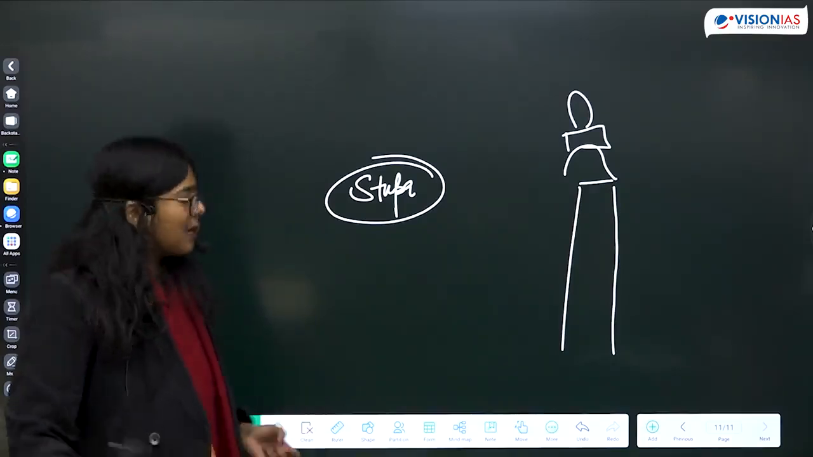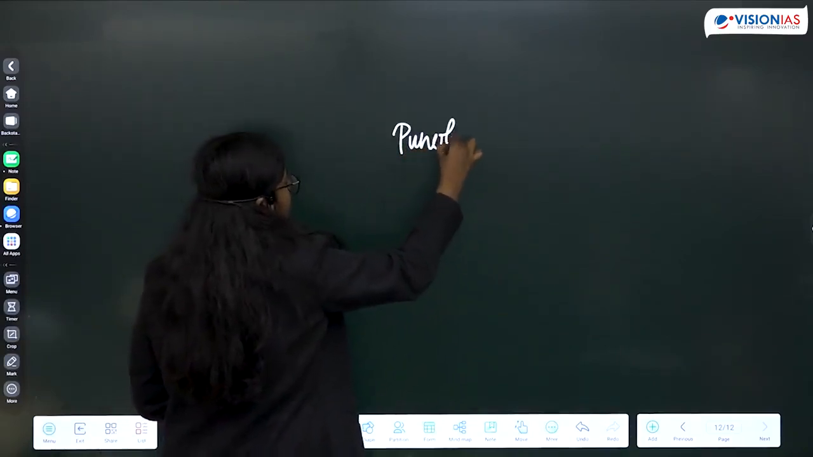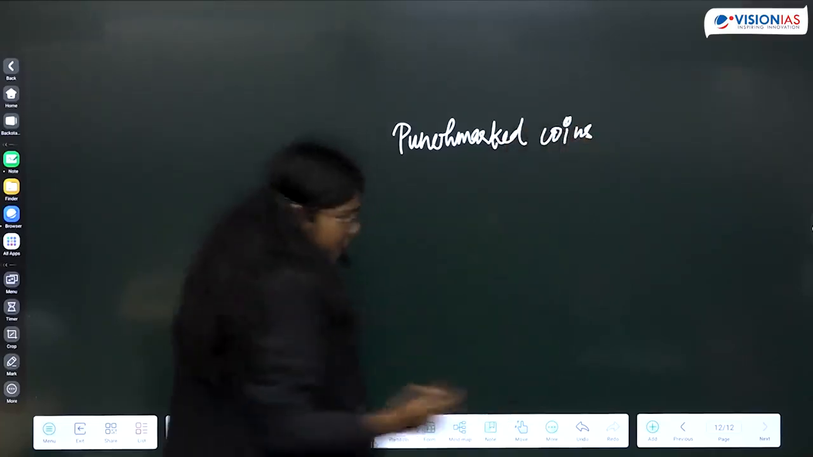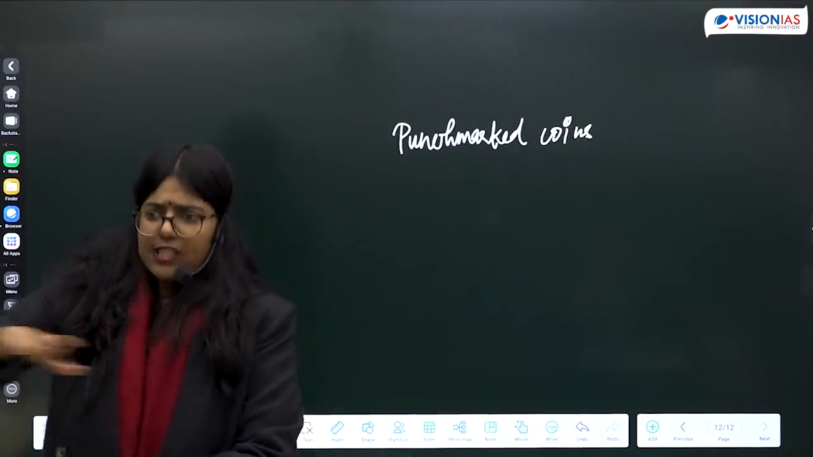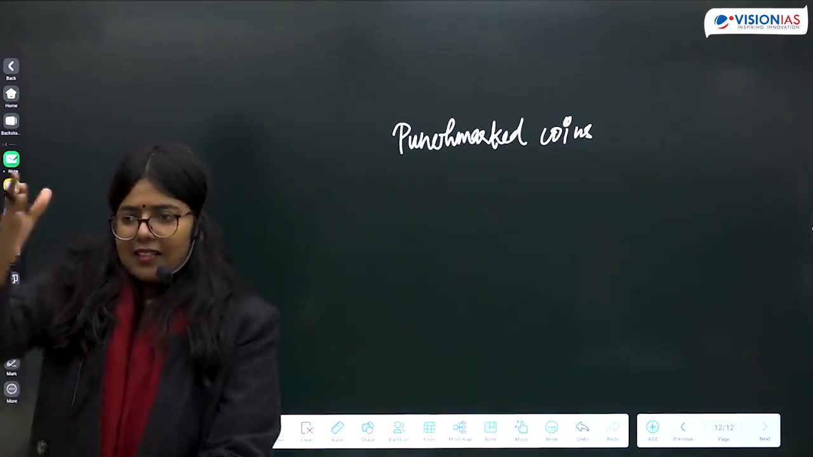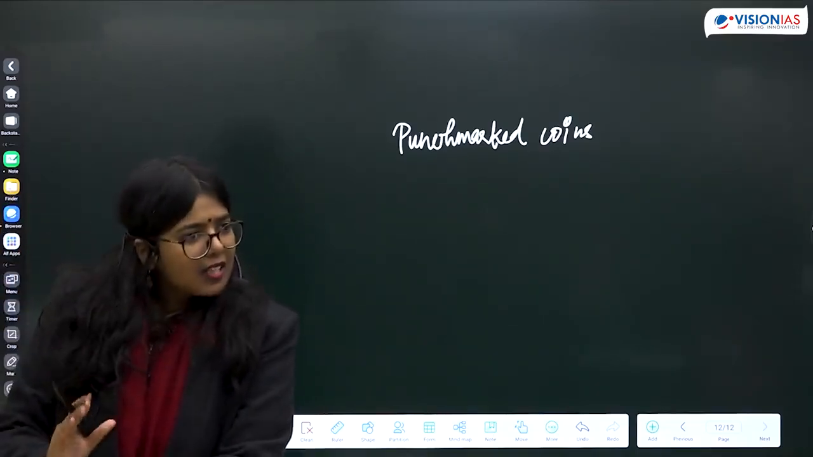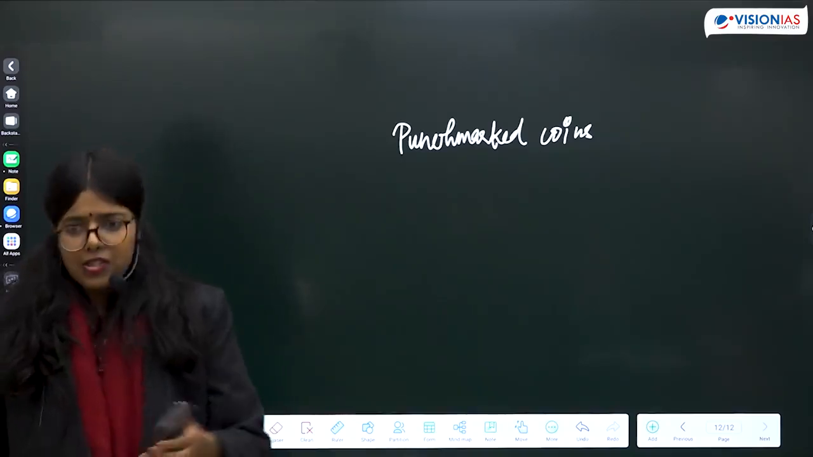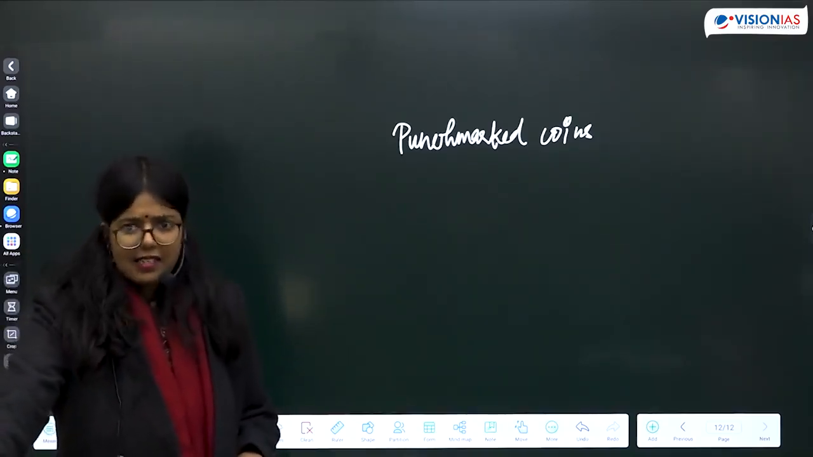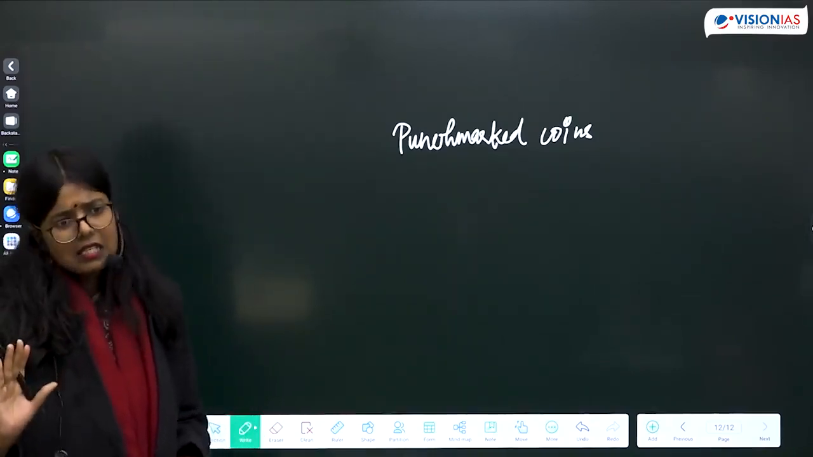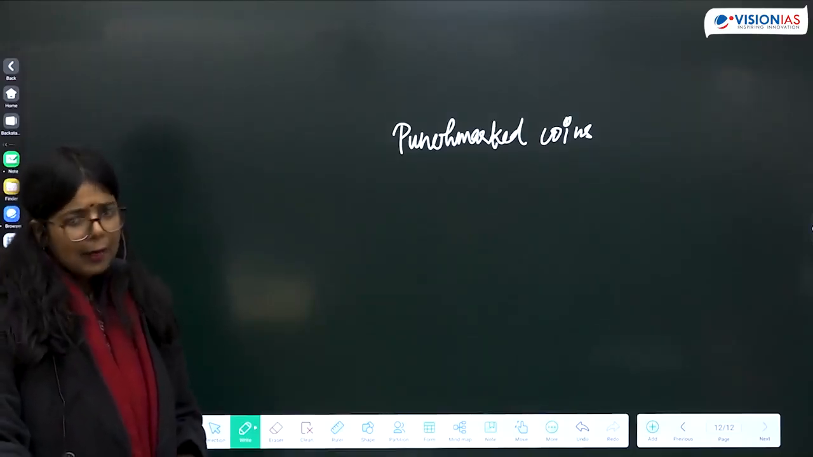We do find numismatic sources, and we call them punch-marked coins. Why punch-marked? Because there were sheets of copper and there were various symbols. They were being punched like this. And then those sheets were cut down and they were used as coins. That is why punch-marked coins. Is this clear? So remember, we find punch-marked coins bearing various symbols from the Mauryan Empire.